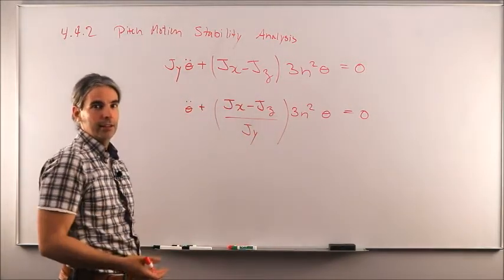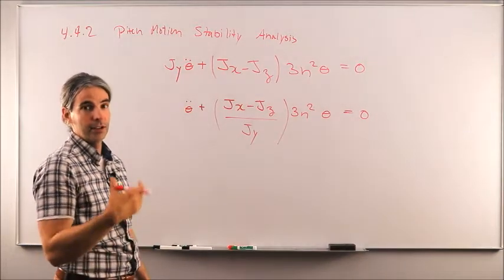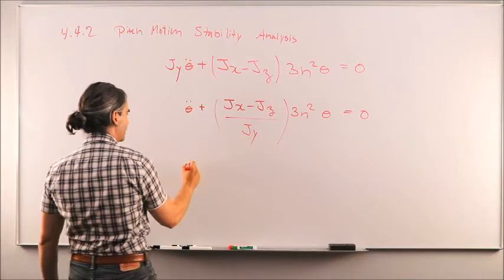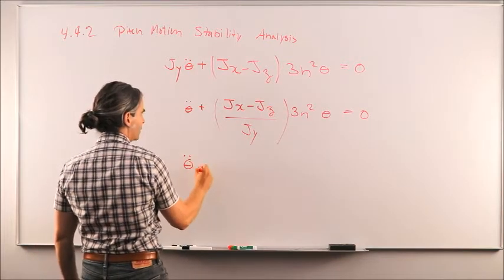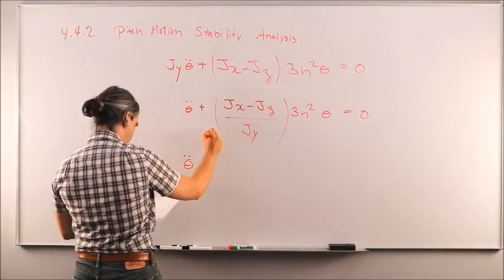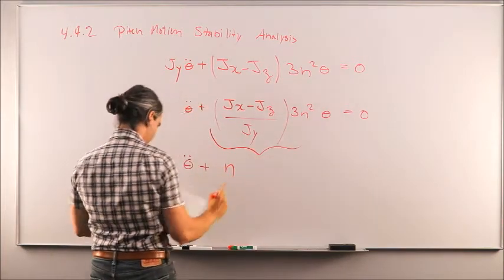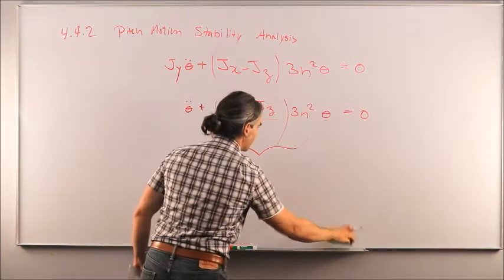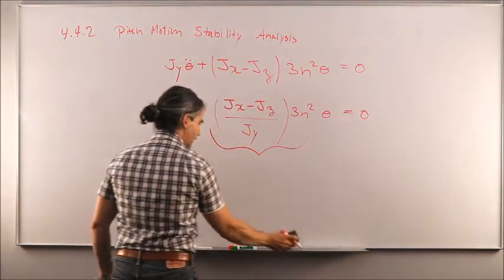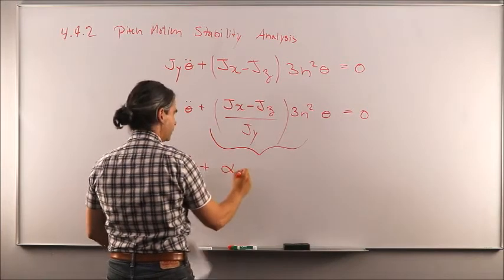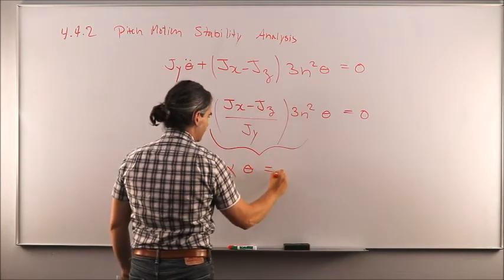This is easily understood as a linear differential equation of motion, and we have all the tools we need to analyze that. I'm going to say theta double dot plus, and I'm going to replace this term with n. Oh no, not n, that'd be silly, it's already used for the orbital motion. I'm going to replace it with alpha: theta double dot plus alpha theta equal to 0.